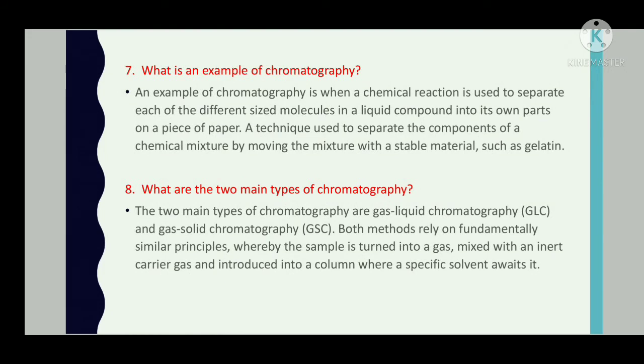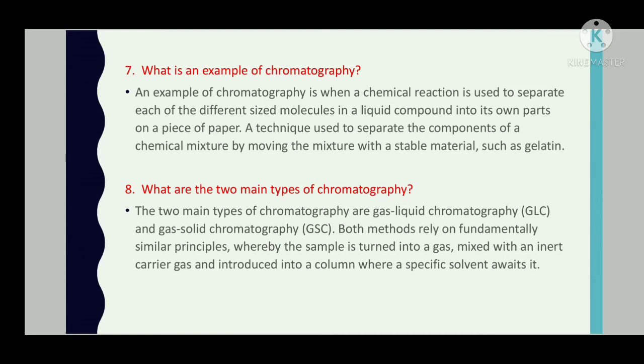What is an example of chromatography? An example of chromatography is when a chemical reaction is used to separate each of the different sized molecules in a liquid compound into its own parts on a piece of paper. A technique is used to separate the components of a chemical mixture by moving the mixture with a stable material such as gelatin.